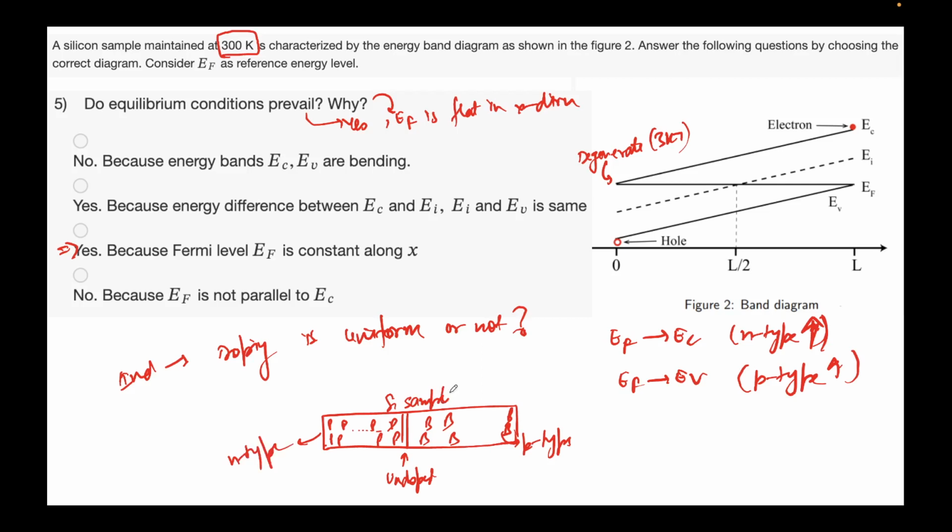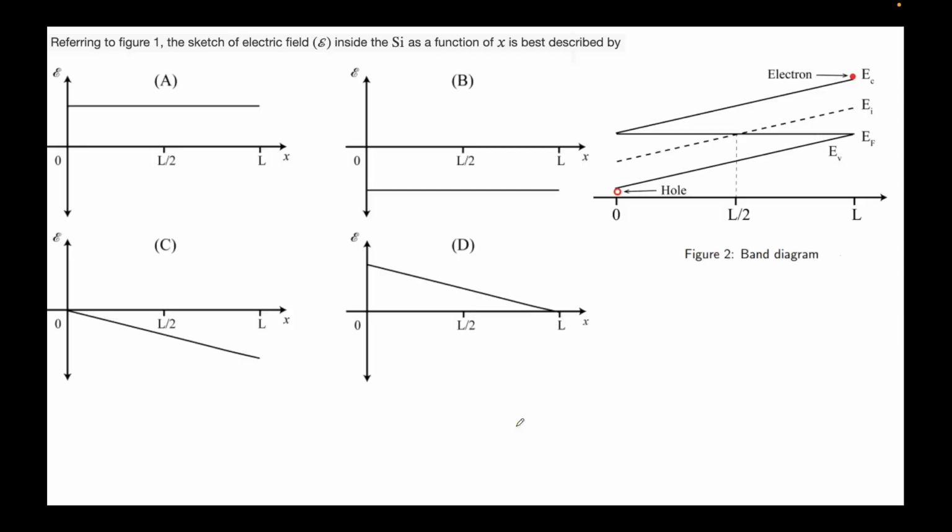On the left side you dope with phosphorus, you gradually reduce it, and then in the center it's undoped. At this point, at L by 2, it's undoped. You can see EF is equally spaced from EC and EV. So doping is not uniform in the semiconductor. In fact, it changes from heavily N type, to mildly N type, to undoped, to mild p type, and then heavily p type. Sometimes these kinds of questions can be asked, so you can remember that.